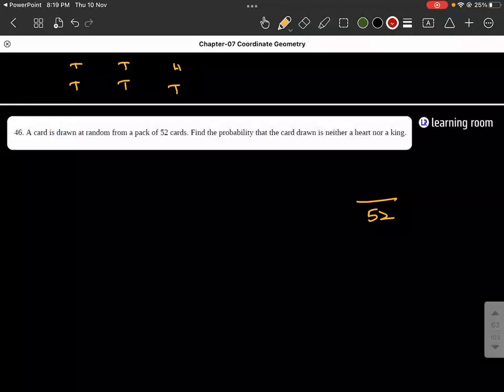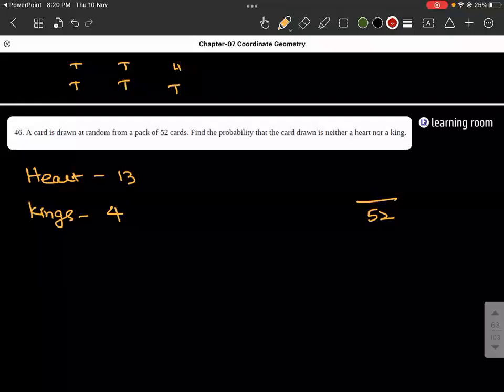What is the meaning of it? Oh, the reverse. So 39 by 52. How much is it? 39 by 52. So I need to convert it. No, how many hearts are there? Tell me. 13. The heart cards are 13. Okay. How many kings are there? 4, but 1 king is already in the heart.